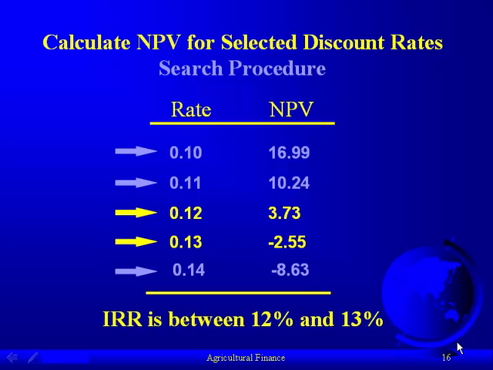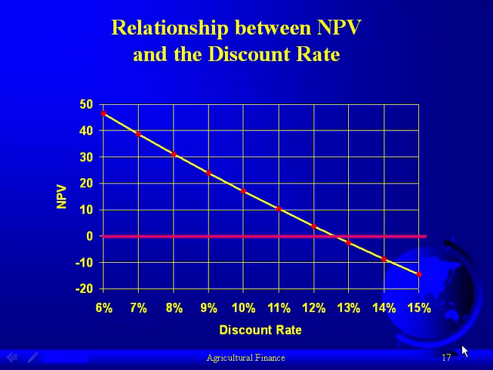Now, if we look at this graphically, on 2 slides back, we had the equation for net present value, which we have on the vertical axis, as a function of the discount rate R, which I have on the horizontal axis.